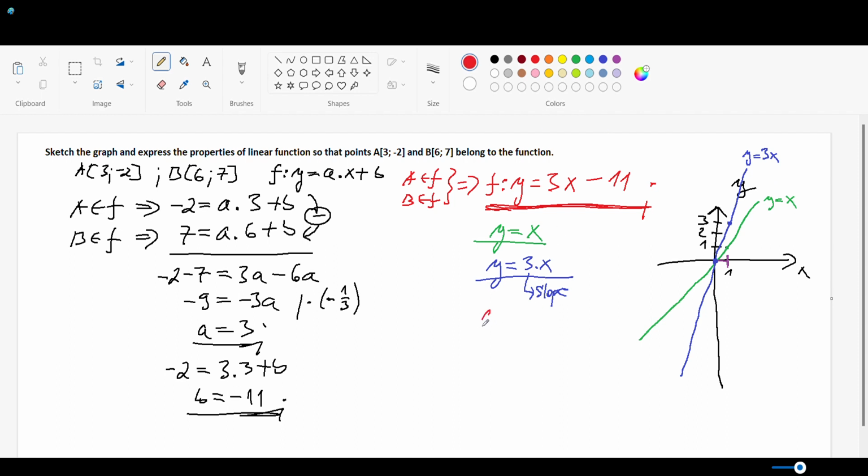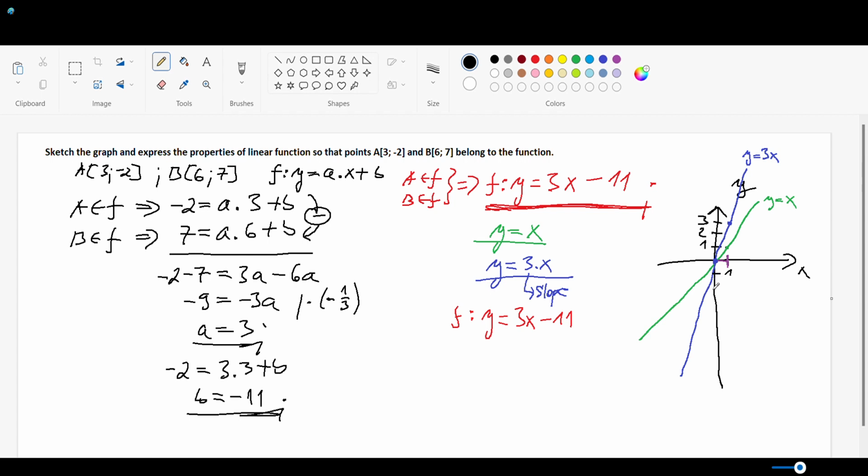And the last thing we will do, and let me use the red color, we will sketch the graph of the function which is like our function, the final one, 3 times x take away 11, which basically means that all the points of our blue line are moved 11 points down.